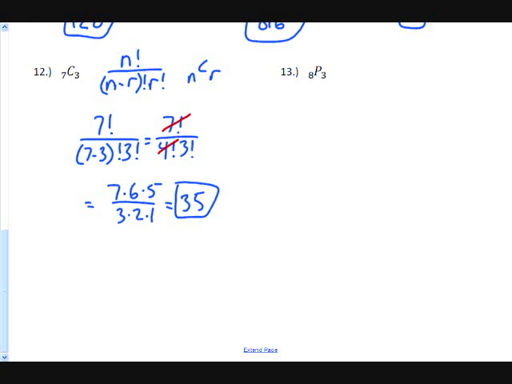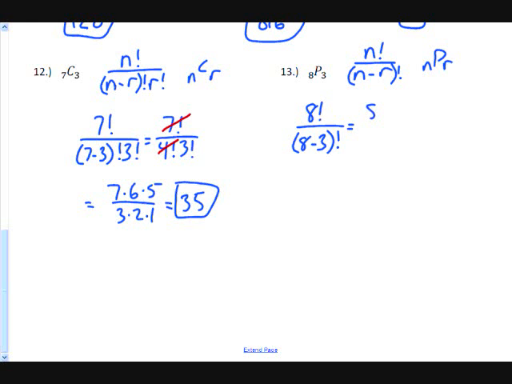For the next one, I've got a permutation, and a permutation is very similar. It's going to be n factorial over n minus r factorial. So instead of having that extra r factorial, we're without it. And again, it's still a similar notation, n permutation r. So n is the 8, r is the 3. So I have 8 factorial over 8 minus 3 factorial.